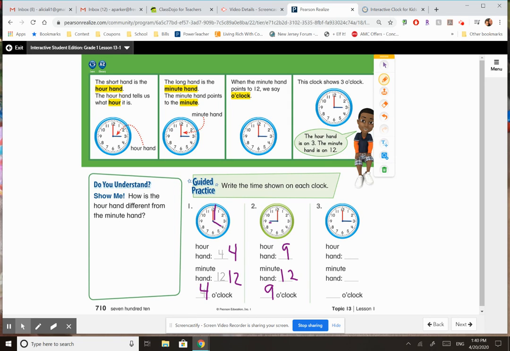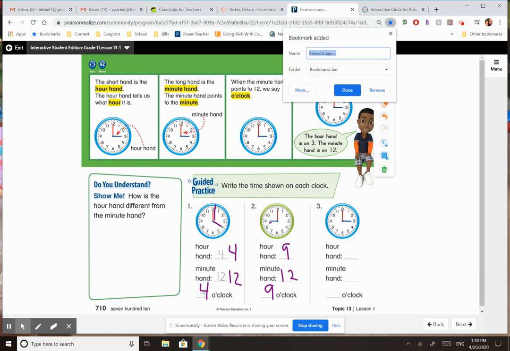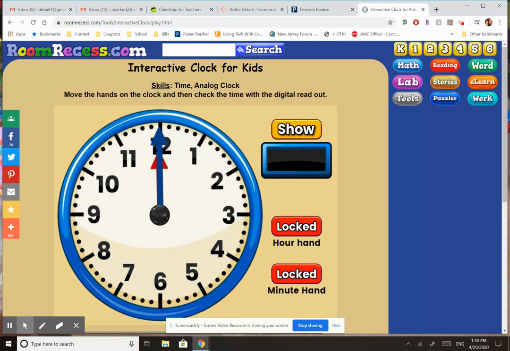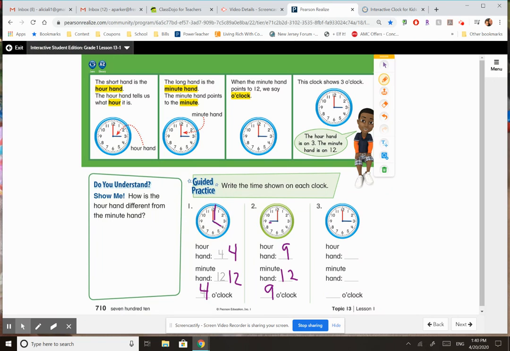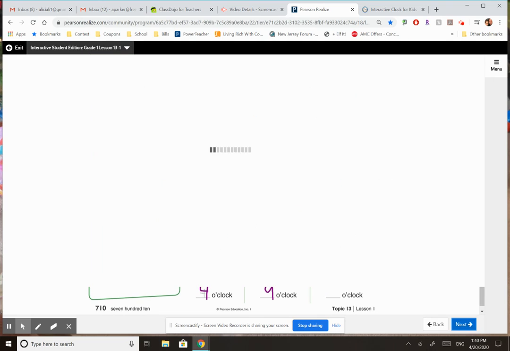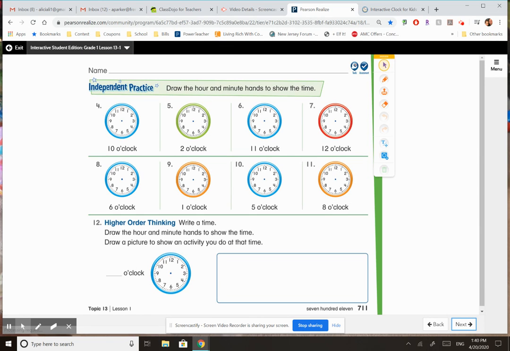And then for the do you understand, tell me, how is the hour hand different from the minute hand? We just spent some time talking about that over here. How is this hour hand right here different than this minute hand right here? So think about what it's touching. Okay, looking at the next page.